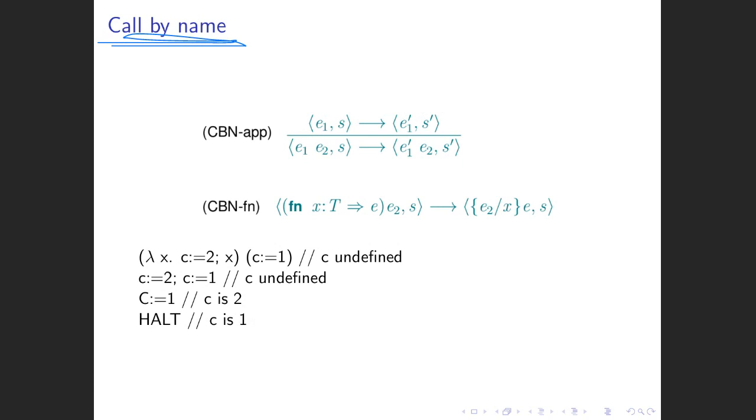In call by name, you're just going to take the whole expression as an argument, and you're not going to evaluate it yet. You're going to plug it in first into the lambda expression and do your evaluation coming later on.